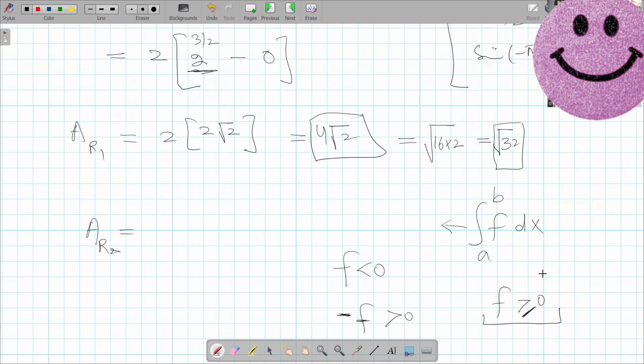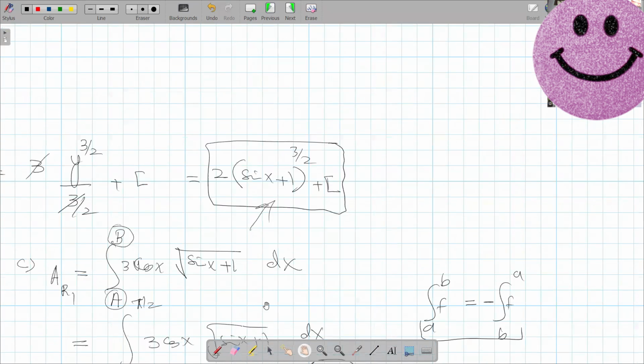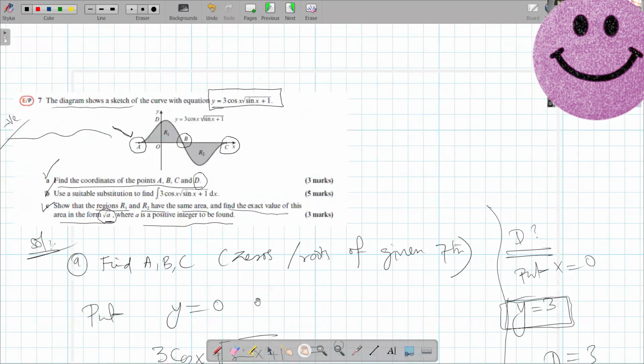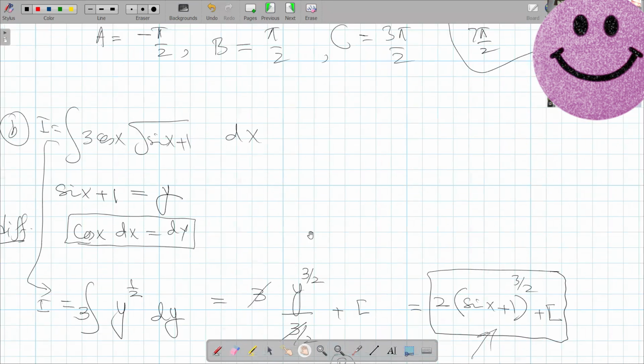Isn't it true? The region will be reflected, but the area will be the same. That's why I'm telling you that the area will be the same if we take the absolute value. So area of the region 2 is the same integral. Now region 2 is from which point to which point? From 3 pi by 2 to pi by 2. Yeah, from B to C.